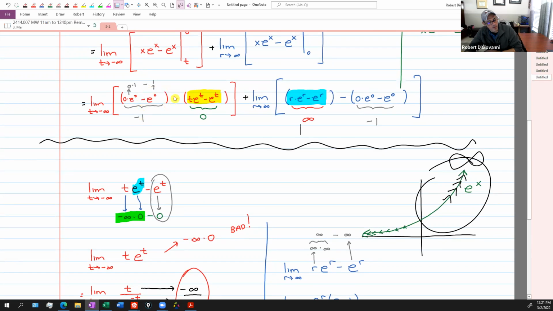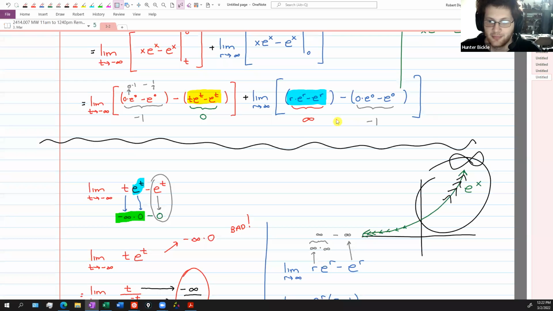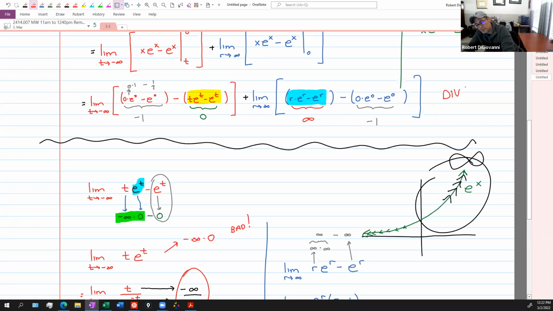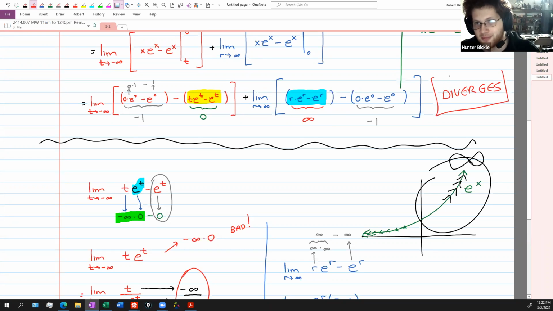This is -1 minus 0 plus infinity minus -1 plus 1, which means that this thing goes to infinity, doesn't it? It does go to infinity, which means the integral, there's a word. Diverges. Diverges, yes. It diverges. My brain was trying to go to indeterminate, but I knew that wasn't right. All that work to determine that the integral diverges.